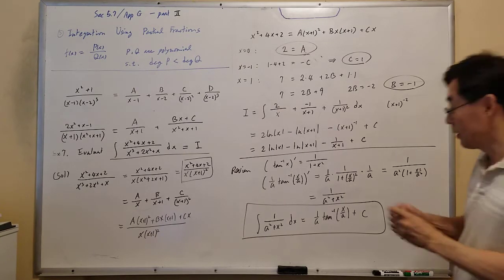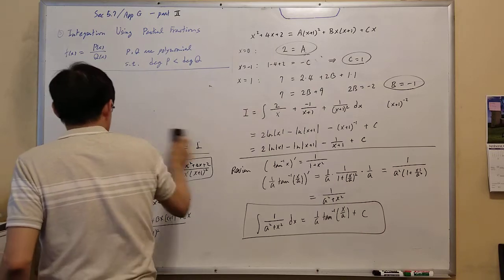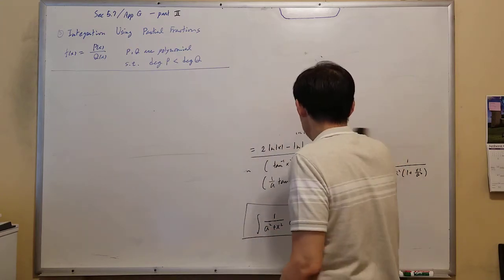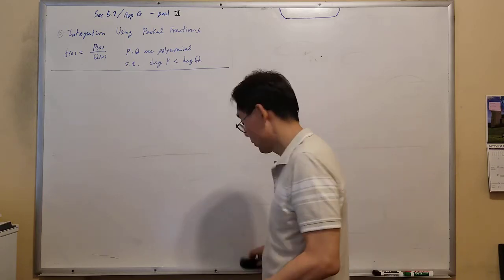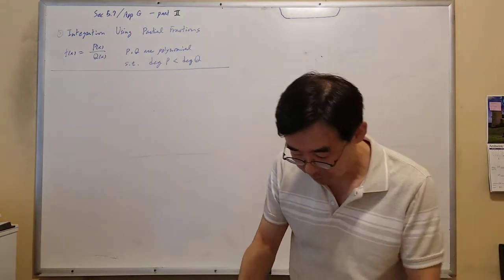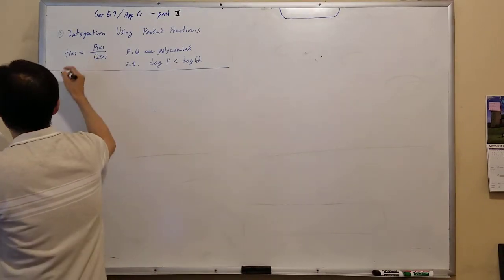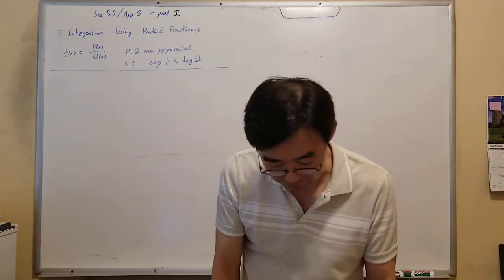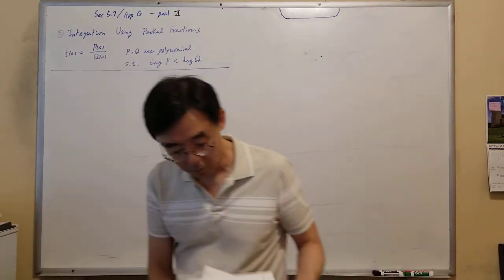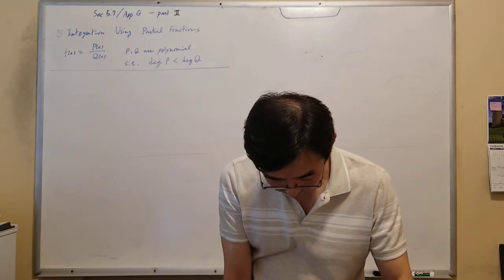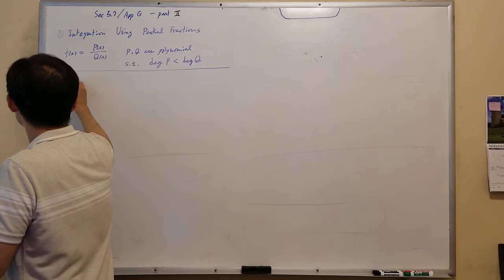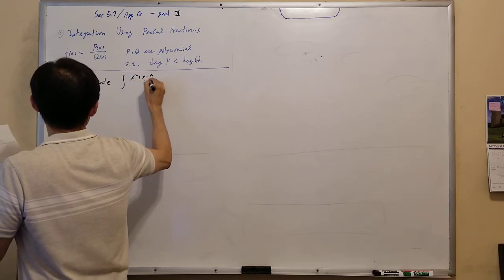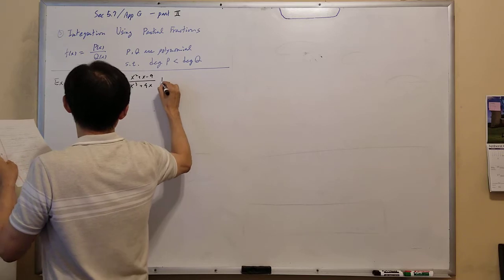All right, let's do the next example. We already did 7, right? So example 8. Evaluate the integral of x squared plus x minus 9 over x cubed plus 9x dx.